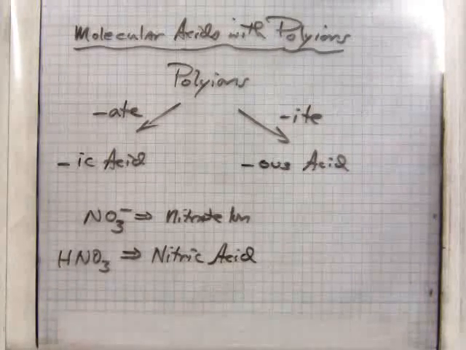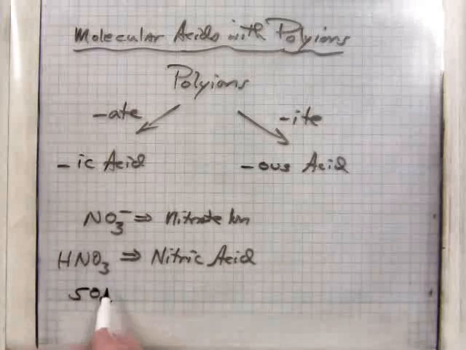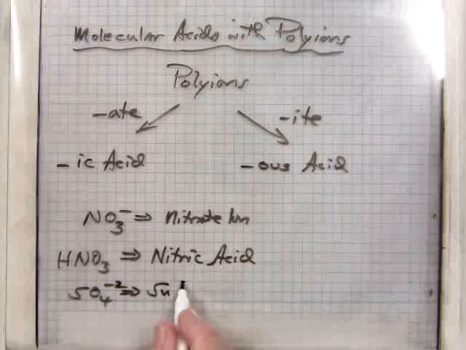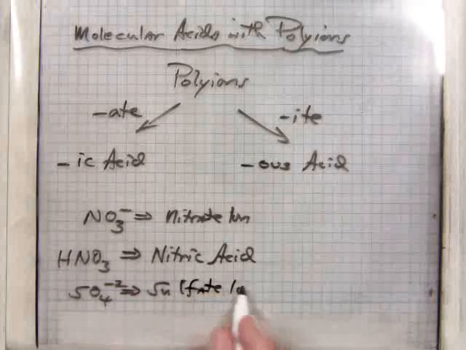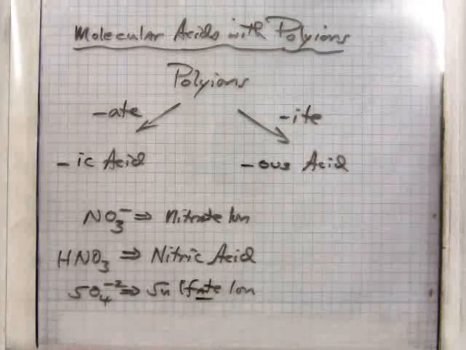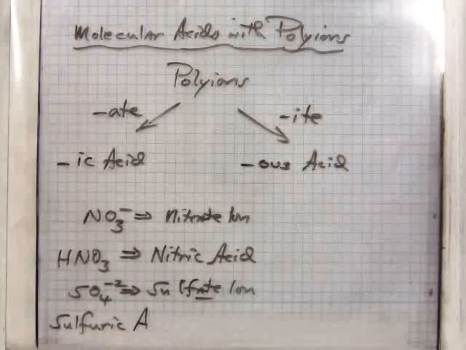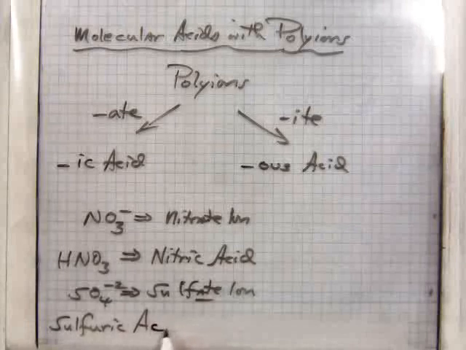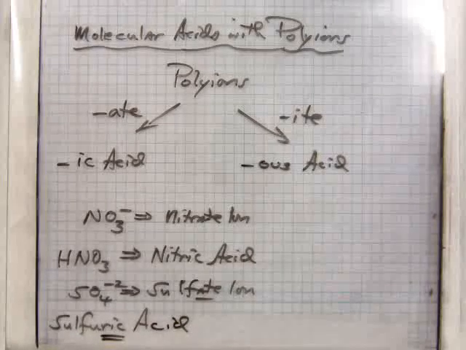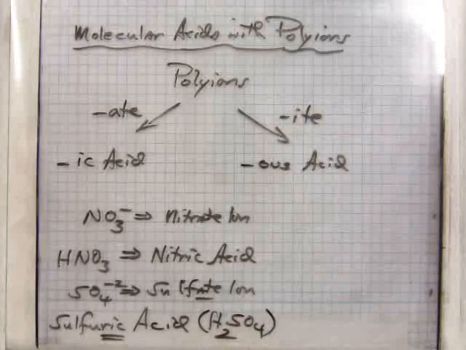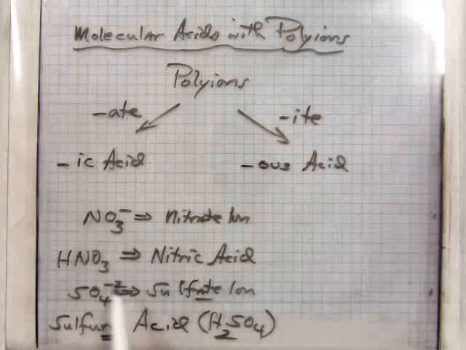If you have an SO4 2 minus, like that, that's the sulfate ion. So the ATE ending would make that an ic acid, so that'd be sulfuric acid. Like I say, it's a slight variation, but I think you can handle that. So you change it to the ic acid, and sulfuric acid is H2SO4, so that it neutralizes the two negative charges that are in the polyion.